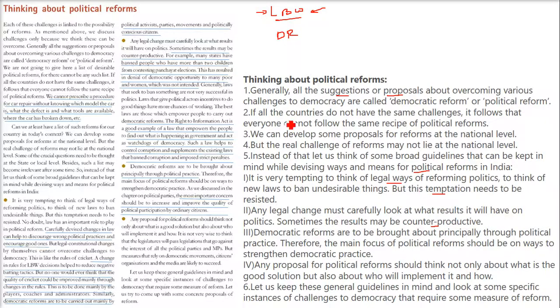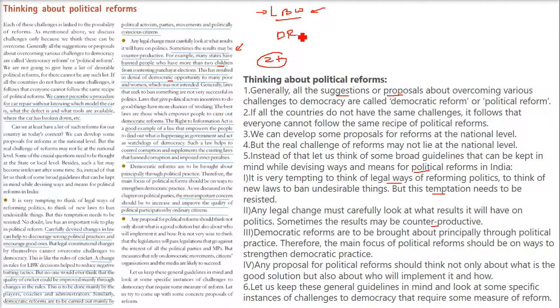For example, in various states, if a person has more than 2 children, he is banned from contesting in panchayat elections. But this is counterproductive. You are denying the democratic opportunity of that person just because he has more than 2 kids, 3 or 4 kids. He should not be debarred from contesting in the election. So this is what comes back.